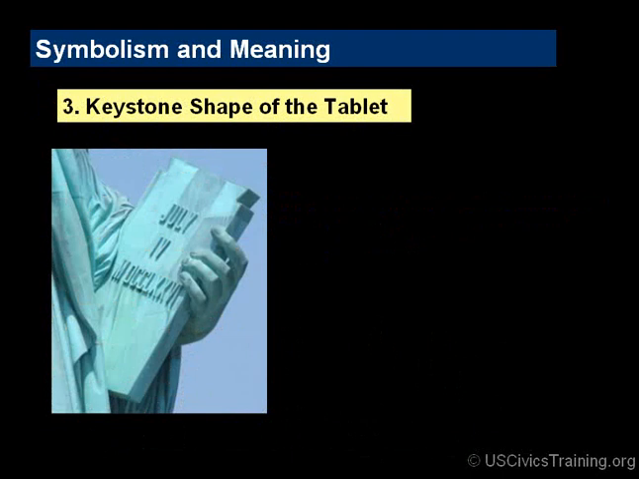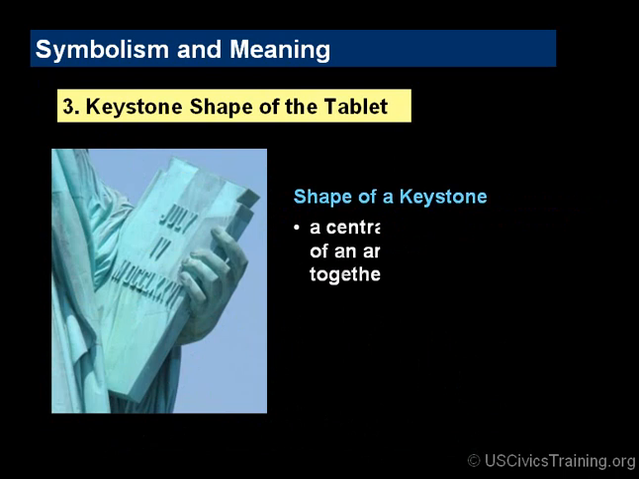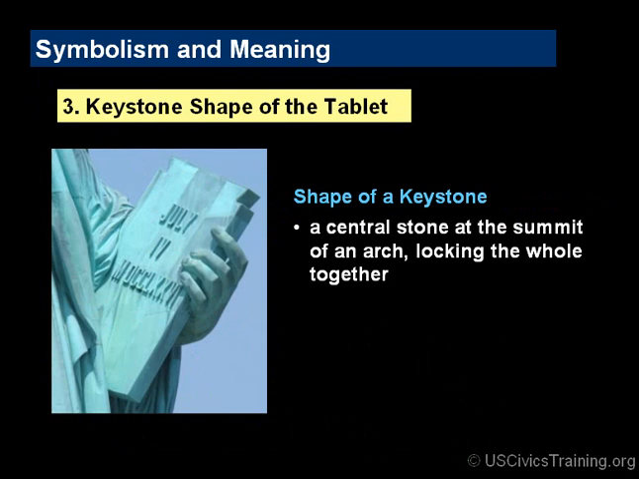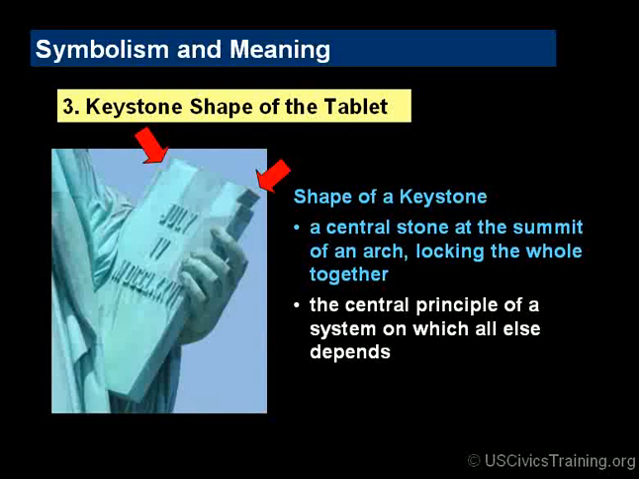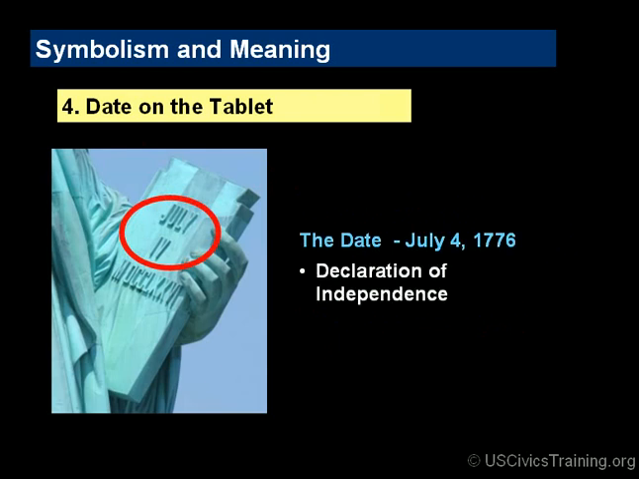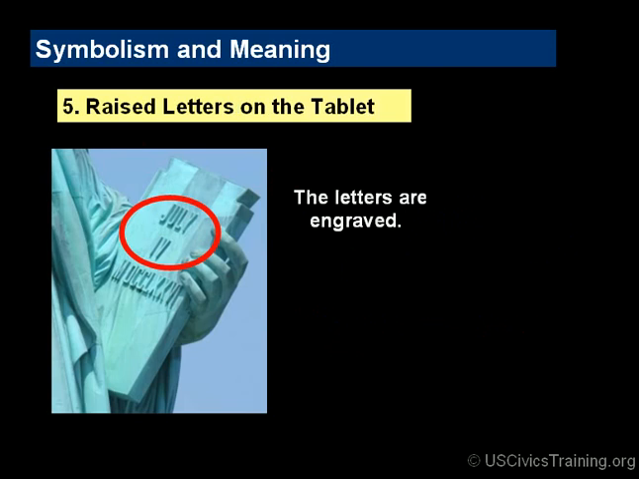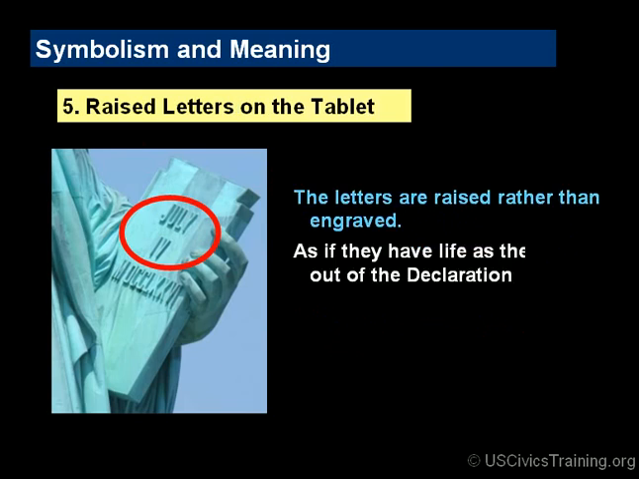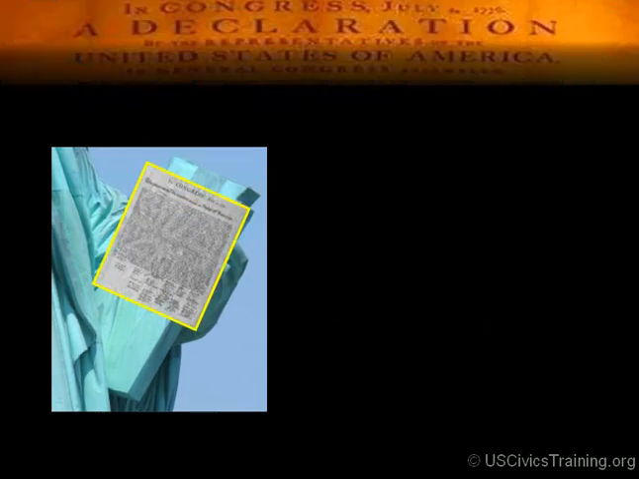The keystone shape of the tablet gives us a clue that the independence, the Declaration, is key to understanding the statue. The shape of a keystone makes it a central stone at the summit of an arch, and it locks the whole thing together. It's the central principle of a system on which all else depends, and that is the Declaration. The date on the tablet highlights this fact with July 4th, 1776, the date of the Declaration. The raised letters on the tablet give us a clue that when the Declaration is applied, it brings life and liberty to all that follow its principles.